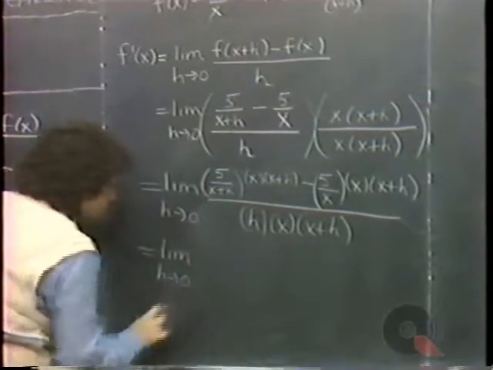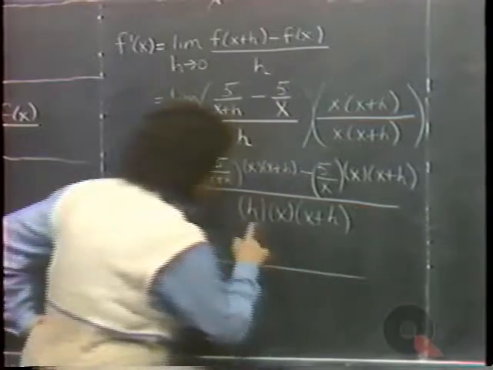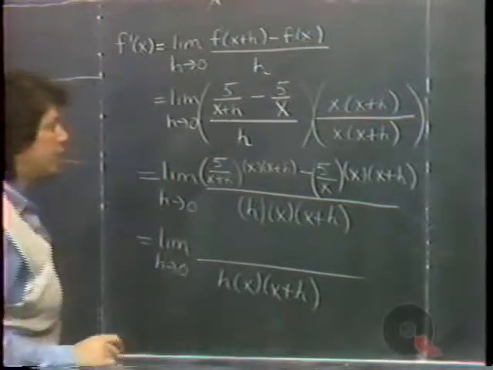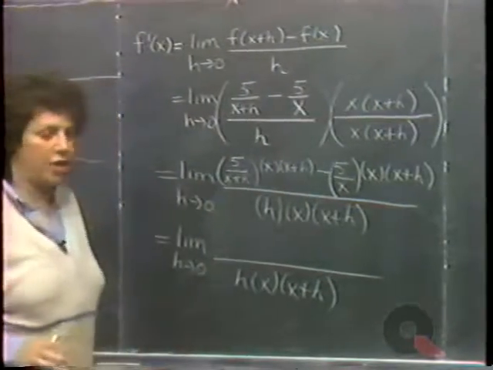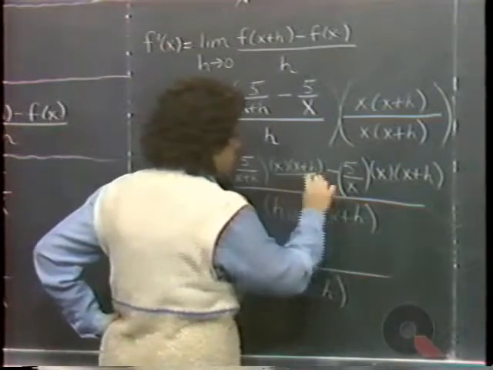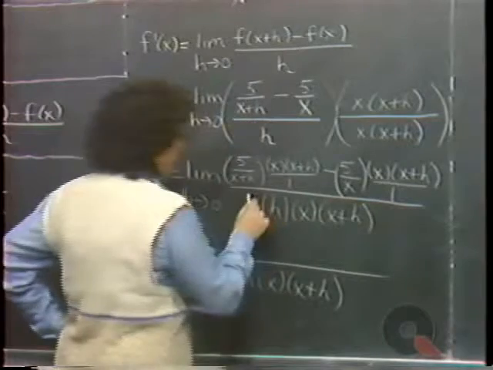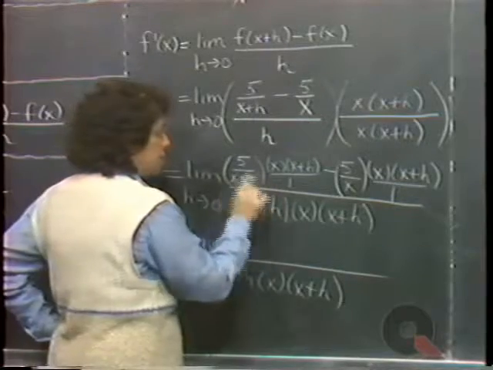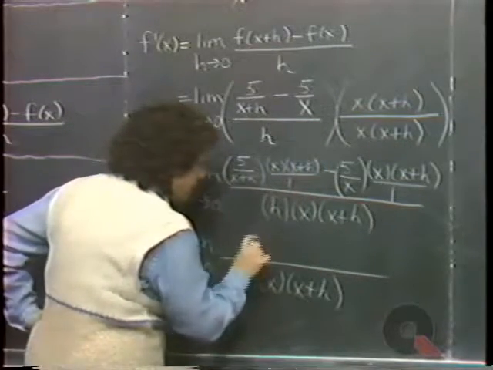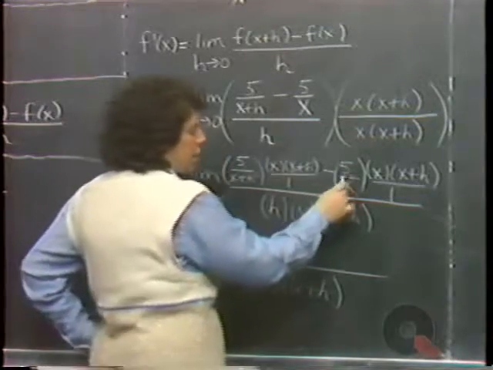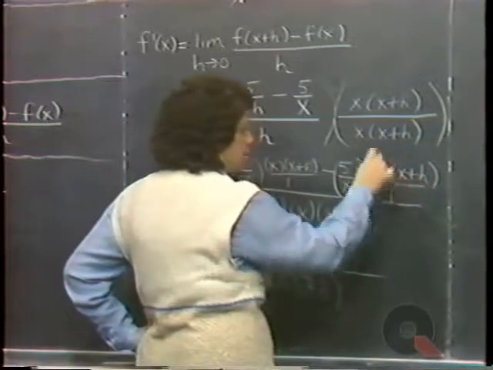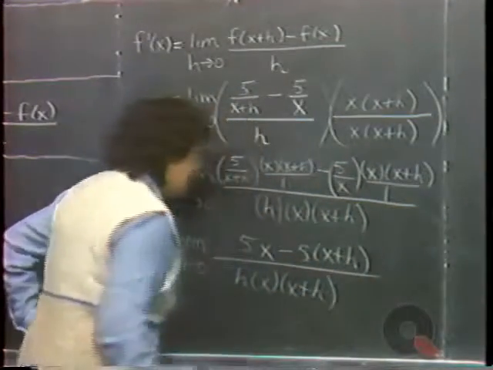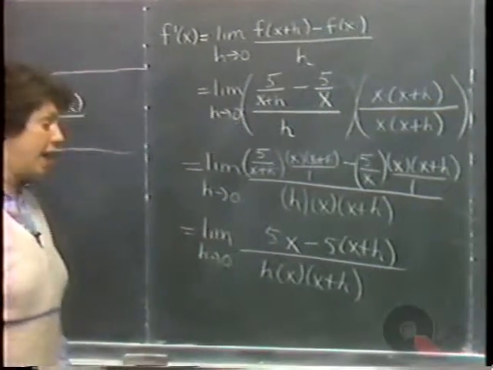So let's see. The limit as h approaches 0. The denominator is h times x plus h. But the numerator is going to simplify. We're no longer going to have fractions in the numerator. This is really over 1. So what happens? We have 5 over x plus h times x plus h. Here, the x plus h's cancel, and we're left with 5x minus 5 over x times x plus h. The x's cancel, and we're left with 5 times x plus h. So at least we no longer have a complex fraction.